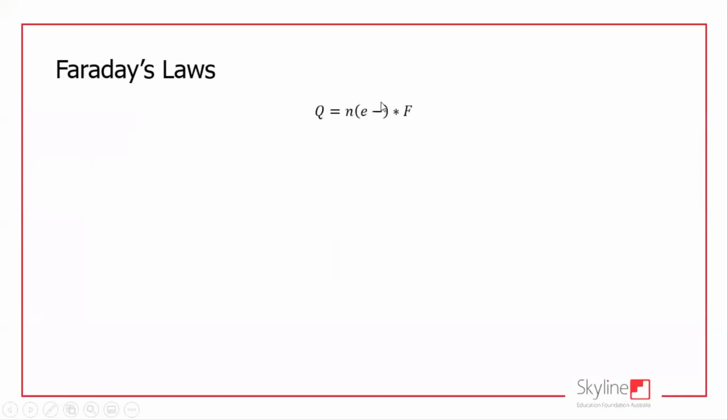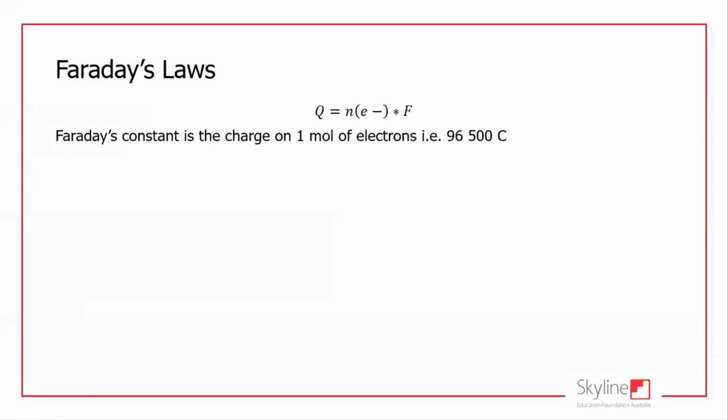Okay, so just to briefly run over Faraday's laws, we have charge equals the number of moles of electrons times Faraday's constant. Faraday's constant is the charge on 1 mole of electrons, and that's 96,500 coulombs. Coulombs is charge. So it makes sense that the total charge of a system is going to be the number of moles of electrons times the charge in 1 mole of electrons.